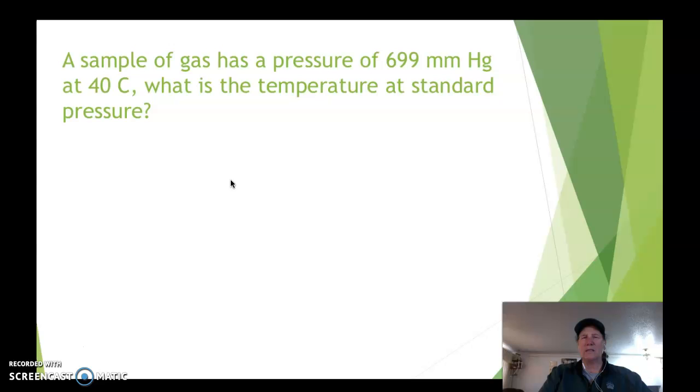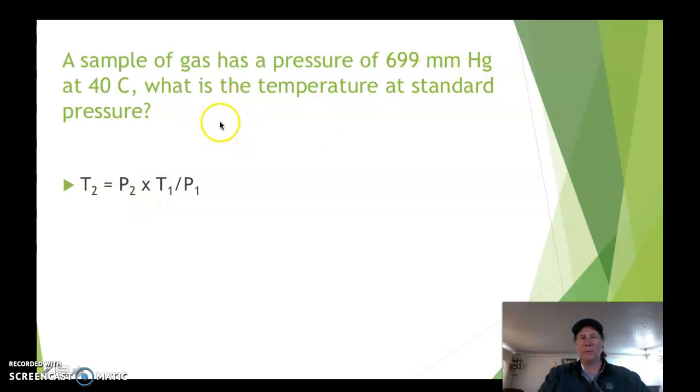Okay, a sample gas has a pressure of 699 millimeters of mercury at 40. What is temperature at standard pressure? Remember, standard pressure, if you're using millimeters of mercury, would be 760. If you're using atmospheres, it would be 1. So it's whatever the standard is. And again, that's on that cheat sheet that I gave you. So the second temperature, that's what we're trying to find.